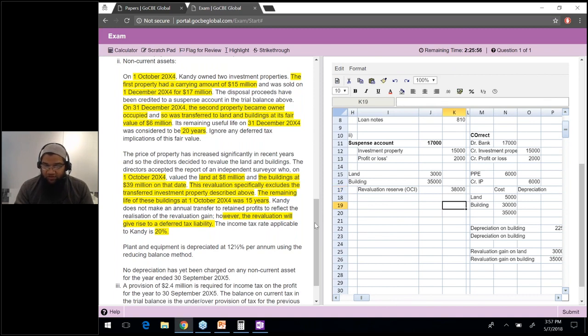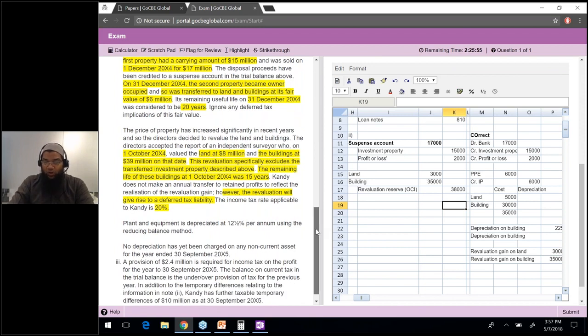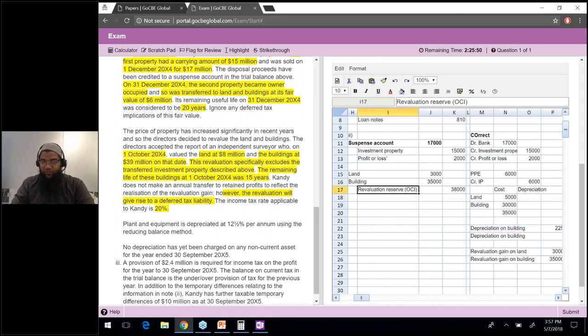So now we have done the revaluation, but we need to record the deferred tax as well. Now what will be the entry of deferred tax? Revaluation reserve debit again, and deferred tax liability credit by what amount? By 38,000 into the tax rate of 20%. So the deferred tax liability amount is going to be 7,600.